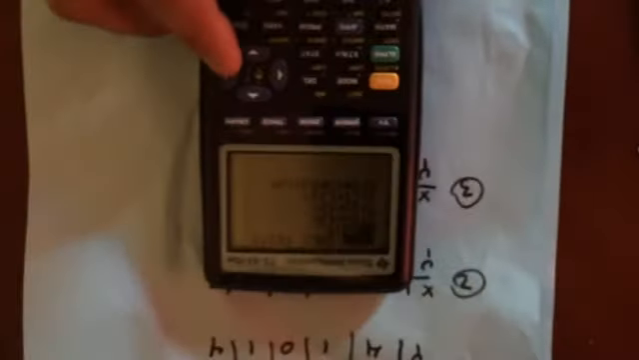I'm going to quit out of this screen, and I'm going to go back to stat, but this time I'm going to go to calculate. If you remember before, we did the linear regression, but we're not doing linear regression this time. We're doing quadratic regression. So I'm going to go down to the quad reg, which is right below it. And I'm going to hit enter.